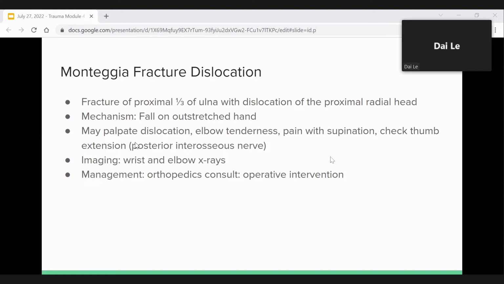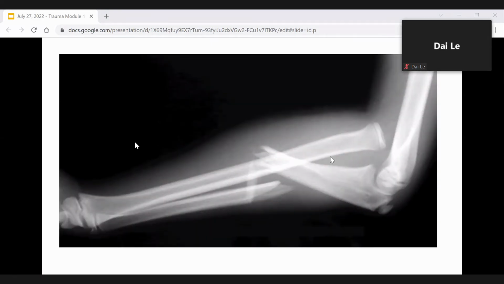Most of them will have a cast for maybe a week. After that, they will operate if the reduction is not good. So most of them will be operated on, but first of all, they will make a cast for a week. That's my experience. Okay, so you cast them for a week, and then ortho will operate on them a little bit later. Right. Awesome.